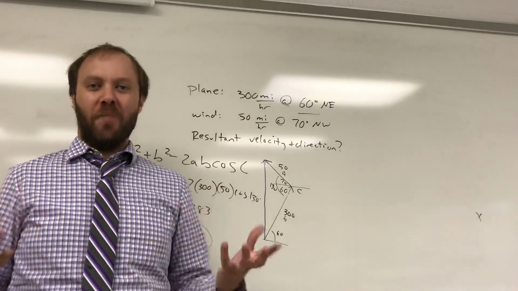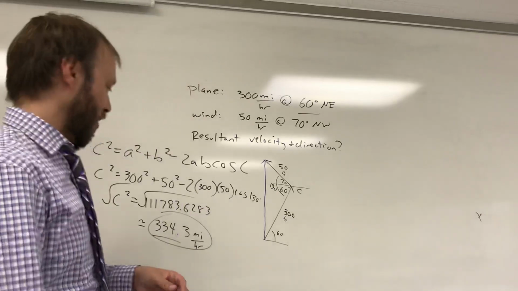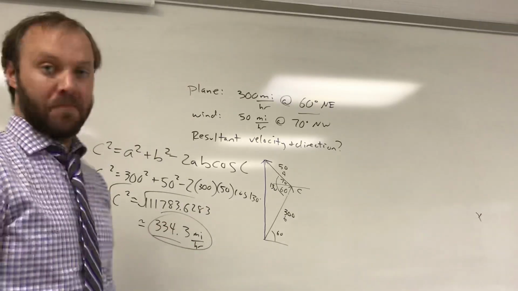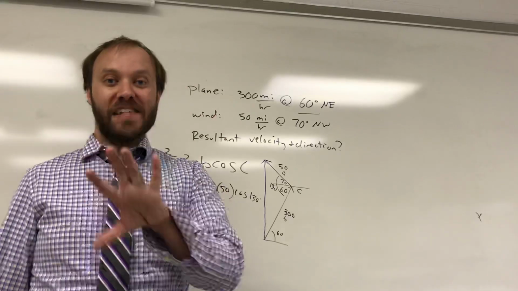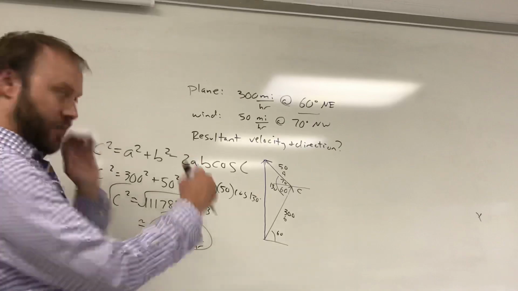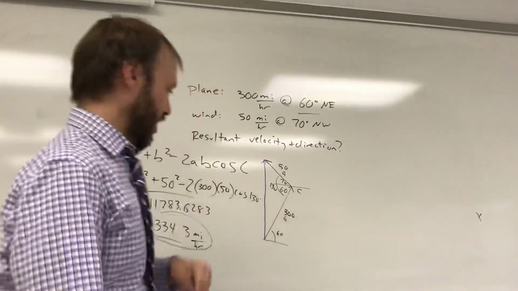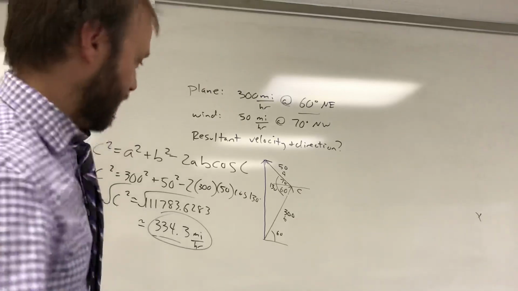Later, when you learn about component vectors in either physics or pre-cal, you'll learn a little bit more about how this all works. But that's all that's going on there. Okay? Now, a vector technically has a magnitude and a direction. So if they just ask you for the speed, it's going 334 miles per hour, you're done. If they ask you for the direction, you still have a little bit of work left to do here.